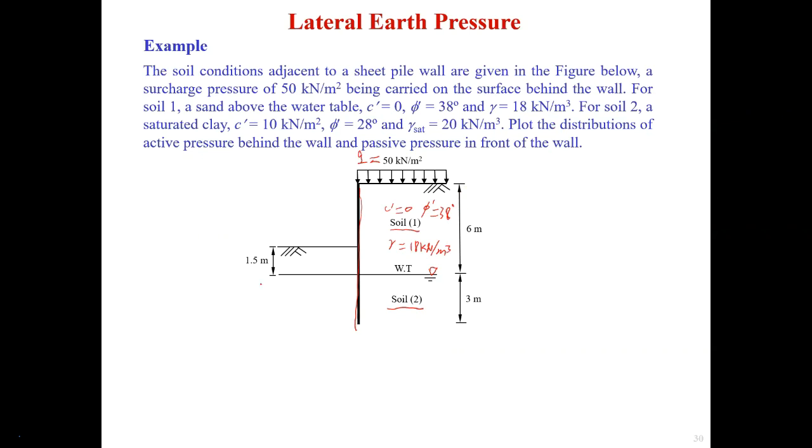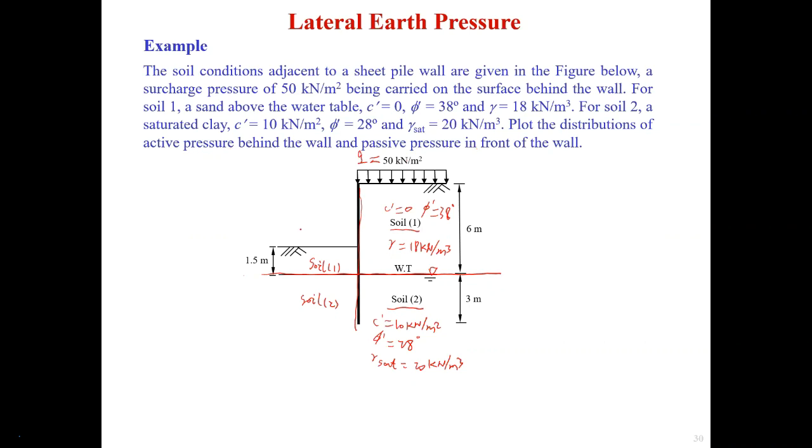And for soil two, by the way, even if we insert a wall here, this will be soil one as well. You see, above this water level, this will be soil one, and this will be soil two as well. For soil two, a saturated clay, we have C prime equal to 10 kilonewton per square meter, phi prime 28 degrees, and gamma sat 20 kilonewton per cubic meter. We are required to plot the distribution of active pressure behind the wall and passive pressure in front of the wall.